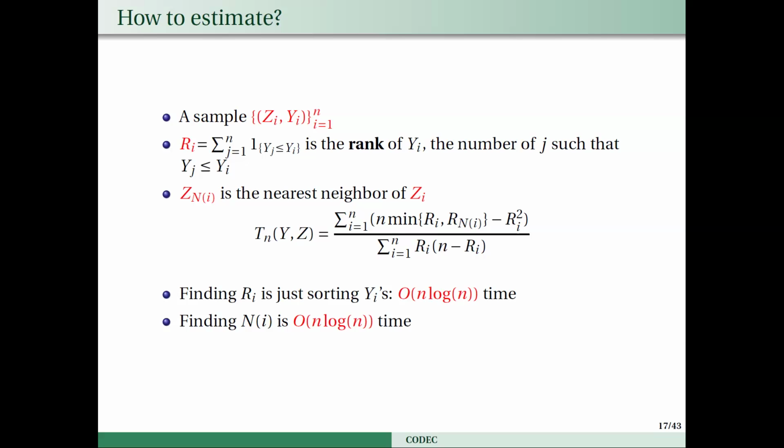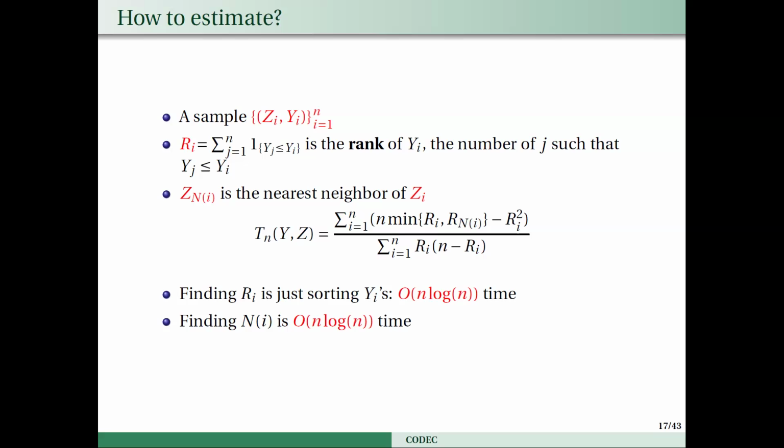The estimator is a ratio of two sums over the elements of the sample. Let's take a close look. What are the ingredients of the numerator and denominator? I see the ranks are appearing, so the rank of each Y is here. And in the numerator, I see the index of the nearest neighbor of i appearing, but really nothing else.